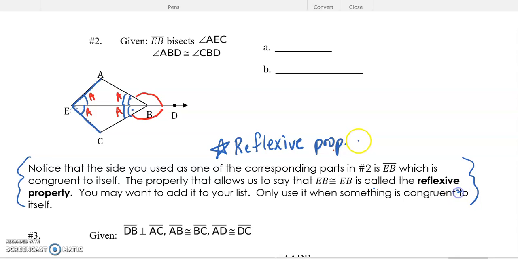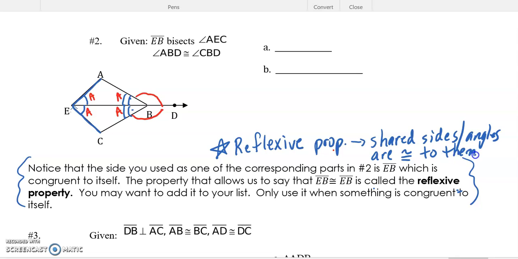This means that something can be congruent to itself. This could be an angle, or this could be a segment, right? So you might want to also say shared sides or angles are congruent to themselves. So indeed, we do have another piece of information. I can mark a single segment congruent to itself.